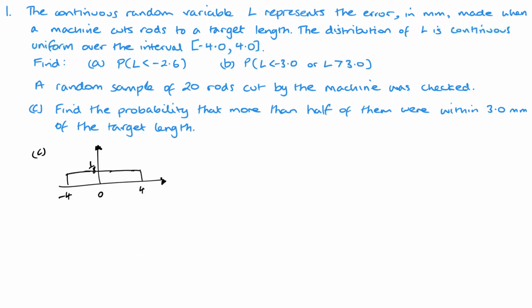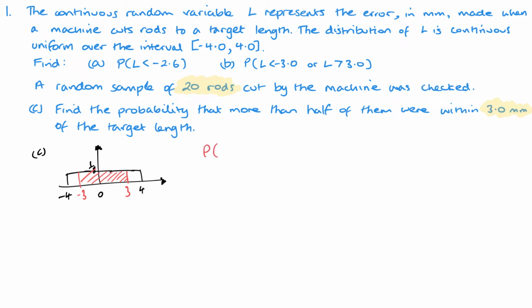Now, part C says we have a random sample of 20 rods. So we're going to need to know that in a moment. Find the probability that more than half of them were within 3 millimeters of the target length. So you want to think of the target length as being this 0 here, and within 3 millimeters would mean that we want plus or minus 3. So first we want to find the probability of that happening.